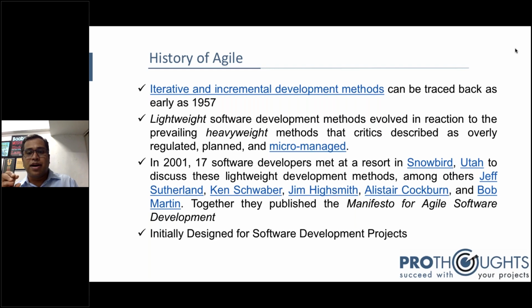Incremental means you are adding a certain set of more functionality to already developed things, one at a time. So they came and published the manifesto for agile software development. I will discuss that manifesto in the coming slides, but that's where people believe that agile was born. Typically, these were all software development guys, and therefore agile was typically seen from a software development perspective.